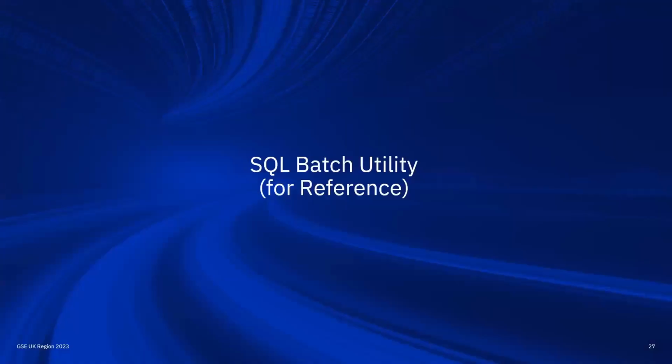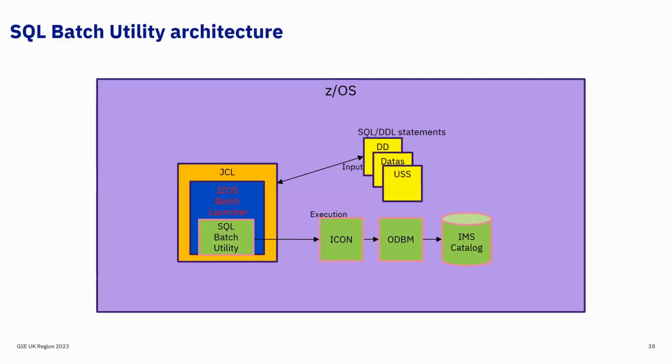There's also the SQL batch utility. Again, I've left this there for reference. With the SQL batch utility, you can submit DDL. Again, it goes through IMS Connect and ODBM. And for the input to the SQL batch utility, you can have SQL in DD statements, or a data set, or USS, right? Those are three ways that you can submit DDL.